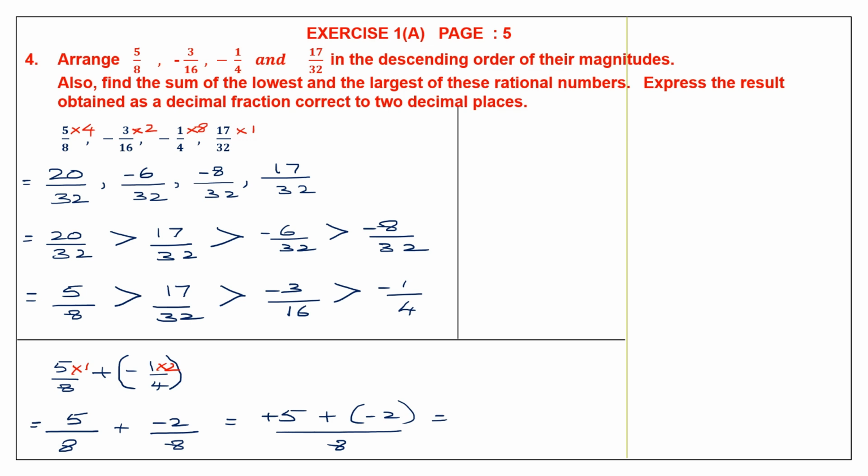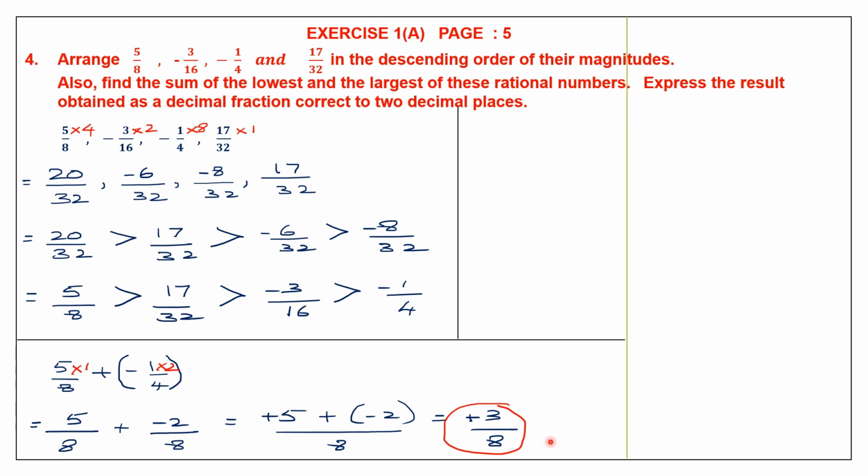So subtraction, sign of the bigger number is plus. Subtraction 5 minus 2 is 3. 3 by 8. So this is the answer, plus 3 by 8, or we simply say 3 by 8. Now the third part of the question says express the result obtained. That means this is the result that we got.